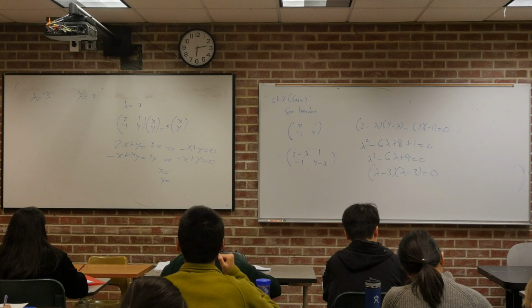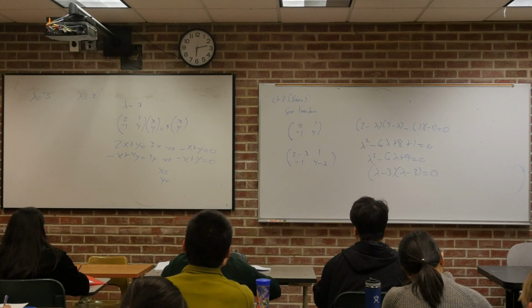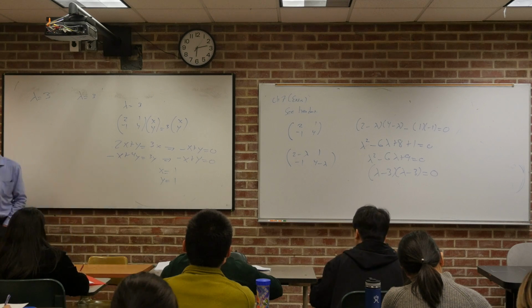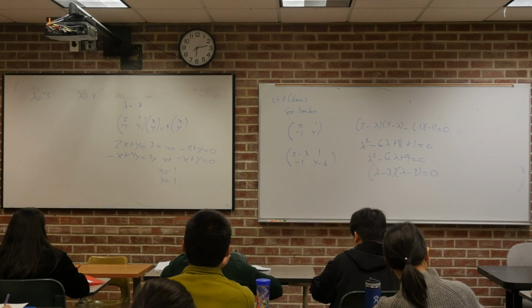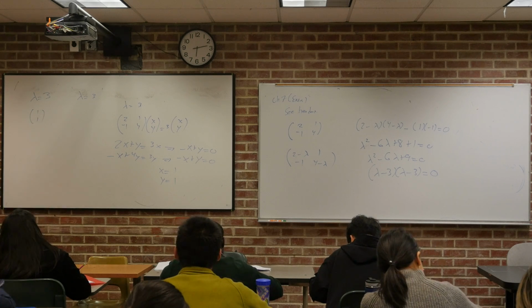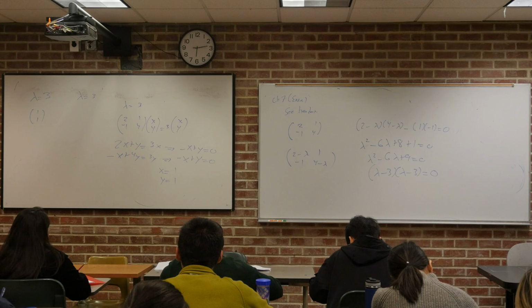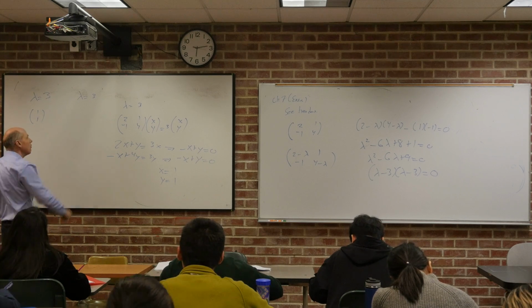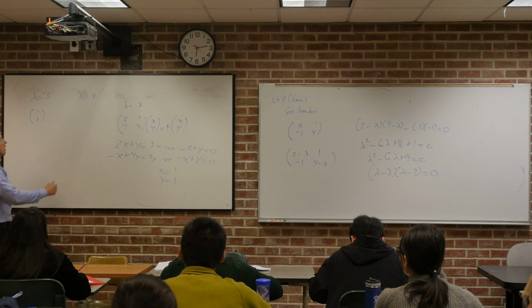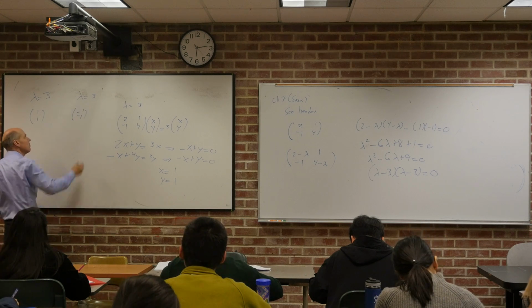So can you give me an x and a y that work? 1, 1. The only thing I wouldn't have accepted was 0, 0. Anything else that works is good. So 1, 1. And then let's do this for the other eigenvalue, lambda equals 3. Negative 1, negative 1. Sure.